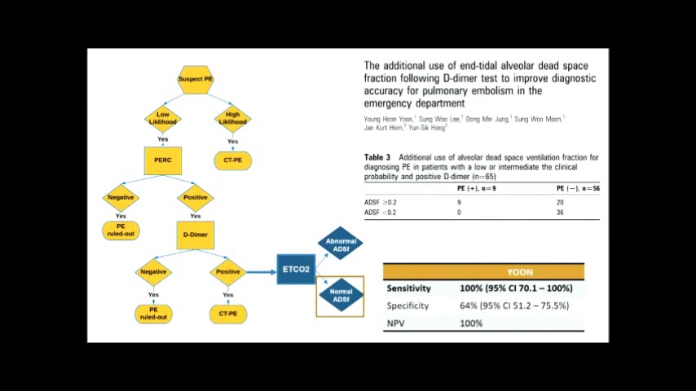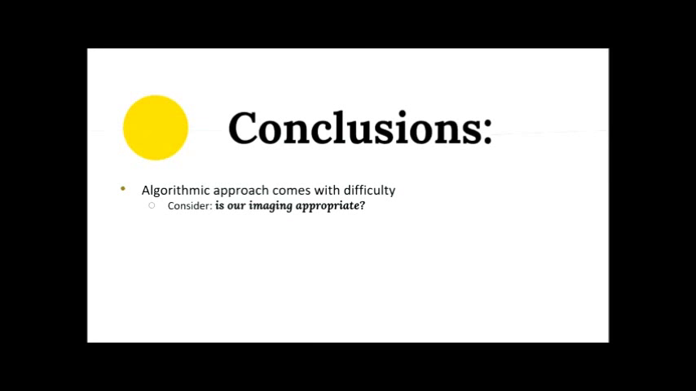You do a D-dimer, it comes positive. You do the end-tidal CO2 with an alveolar dead space fraction. If it's normal, we may be able to rule out PEs in patients. So what do I want you to take from this? Is that we know that our algorithmic approach is there to help this challenging diagnosis be a little bit more simple, but it comes with its own difficulty.